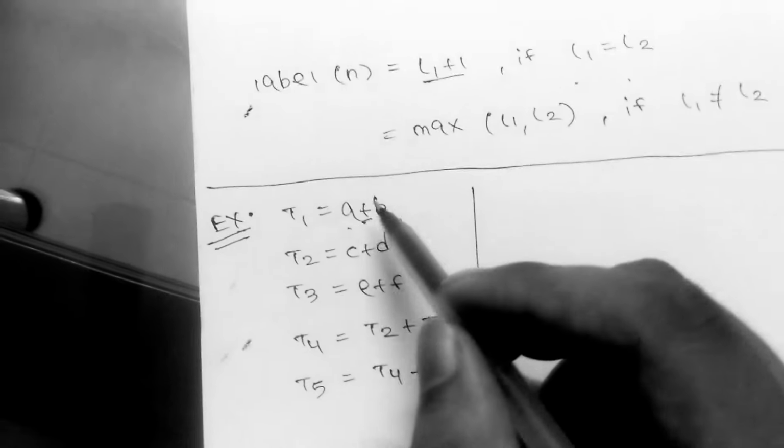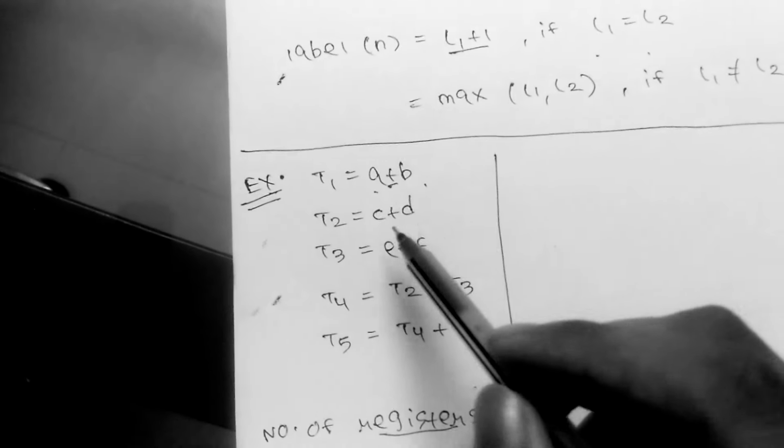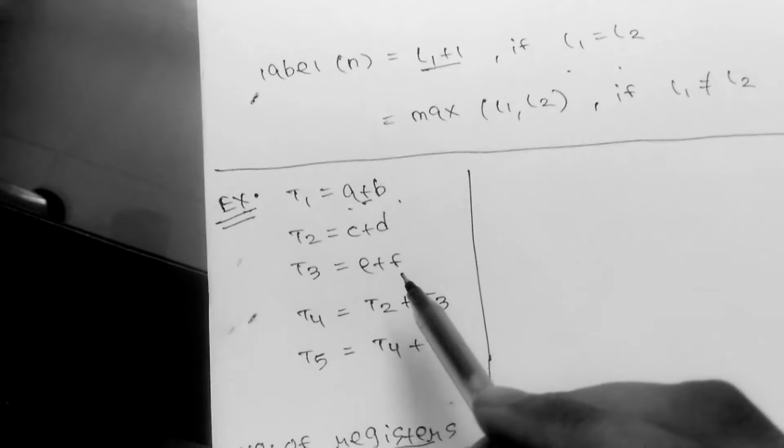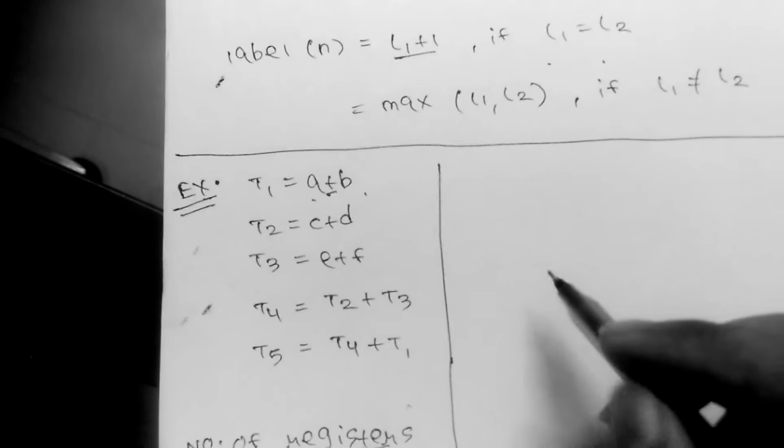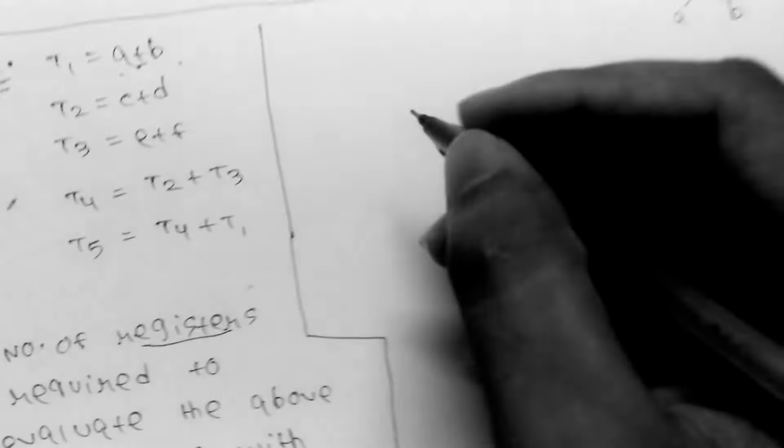So what we have to do is this: here a and b are operands and plus is the operator. Similarly, in the second instruction, C and D are operands and plus is the operator. E and F are operands and plus is an operator. So we have to follow this similar step. Now what I have said to you is that operands will be on the lower side and the operator on the upper side. So what is the first instruction? T1 = a + b. So let's construct the tree.